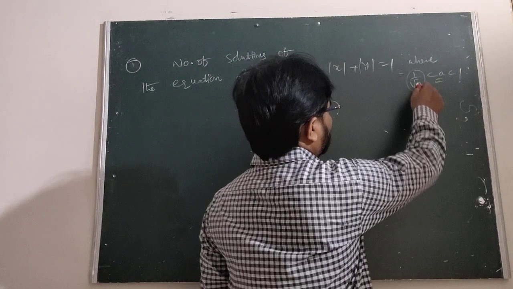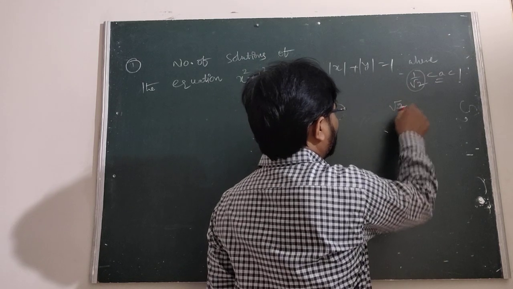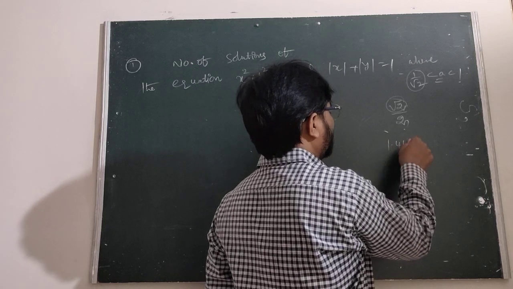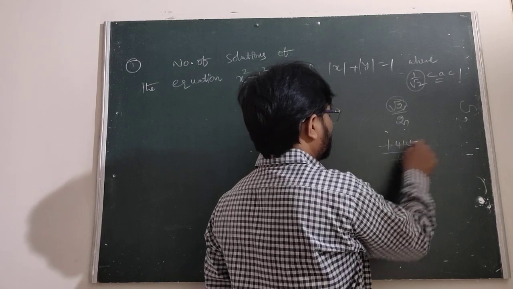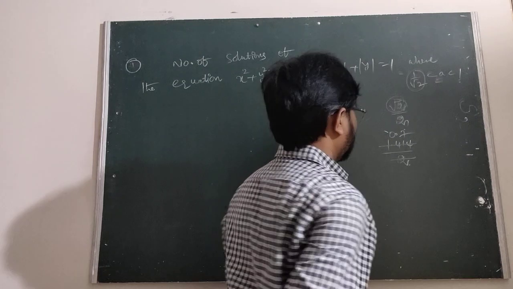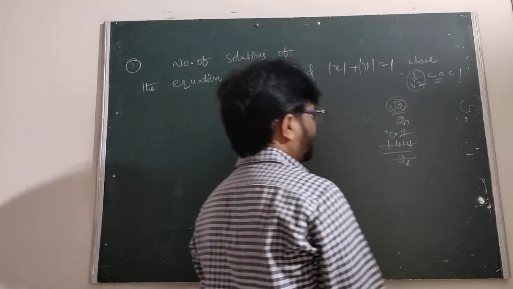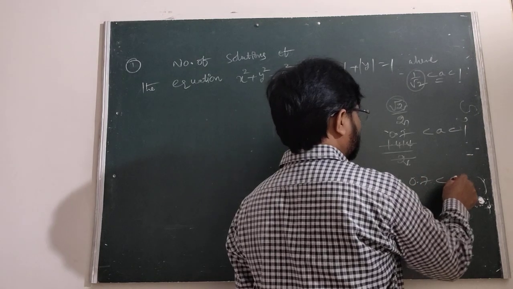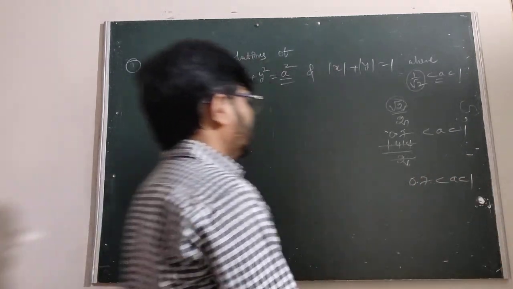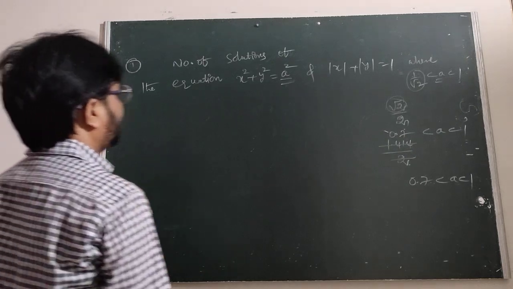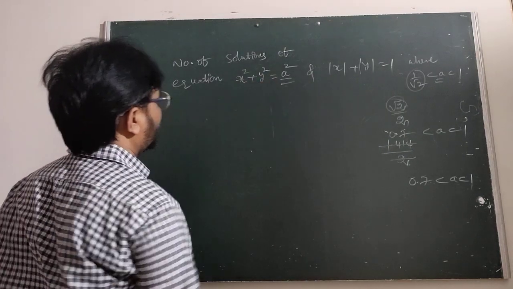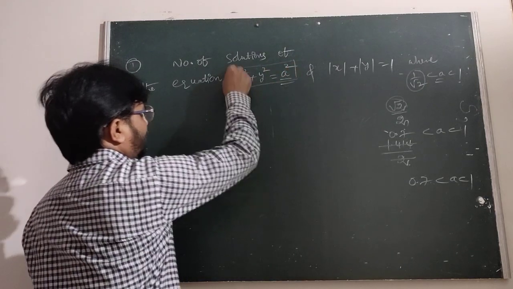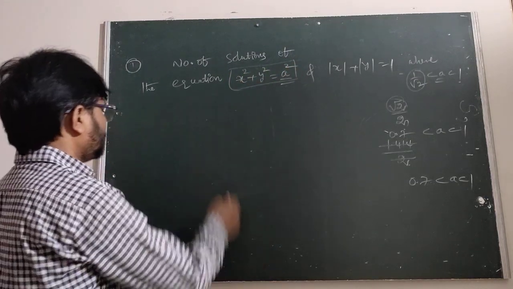We know that 1 by root 2 is the value root 2 by 2. Root 2 is approximately 1.414, divided by 2, which is 0.7. So the value of a is 0.7 less than a less than 1. Now, x square plus y square equal to a square is a circle. We know that this is the equation of a circle having its center at the origin.